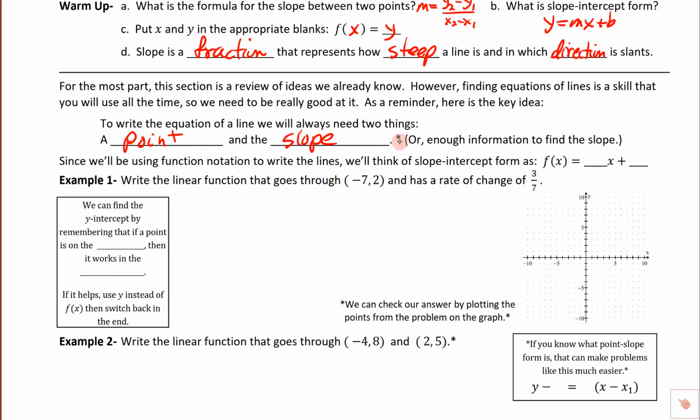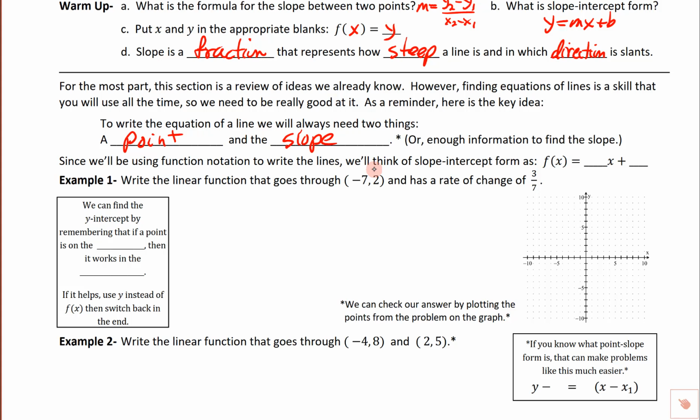Now, I've got a little asterisk by this because sometimes they'll give us a point, and sometimes they'll give us a slope, but other times they'll give us enough information that we can figure out what the slope is. But it always comes down to these two things. We've got to have a point and we've got to have a slope.